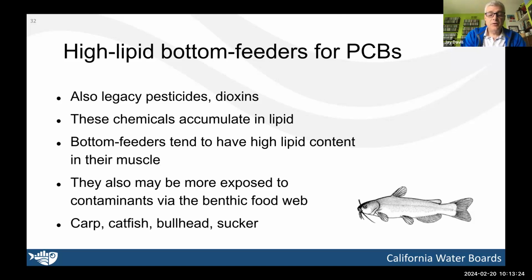And in addition, they're bottom feeders, so they might be more exposed to contaminants because of that. So species like carp, catfish, bullhead, and sucker are good indicators for this type of pollutant.